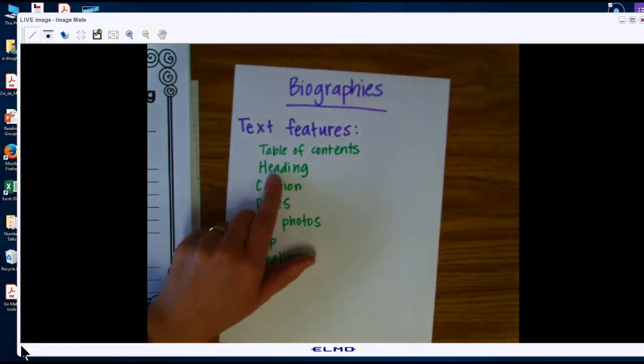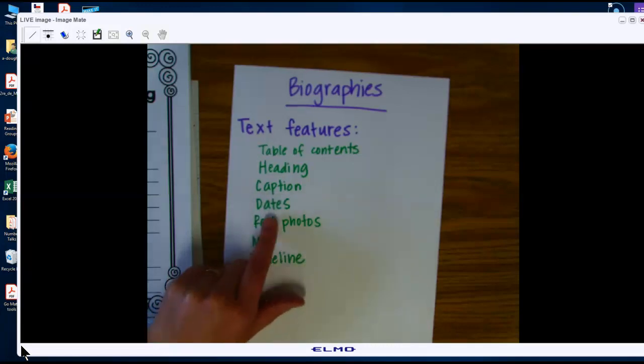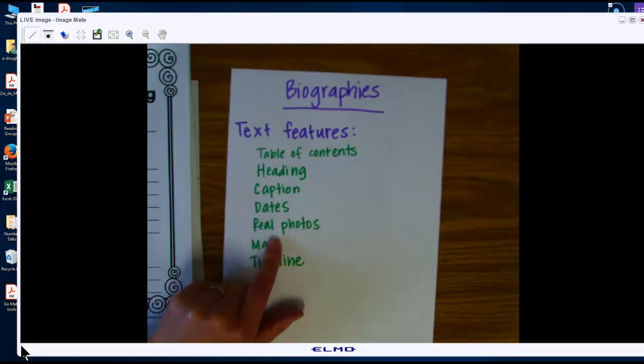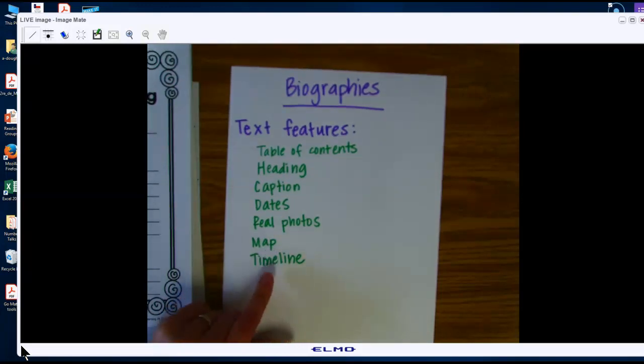There are headings at the top of parts of the book that tell me what that part's about. There are captions underneath the pictures or the maps to tell me what they're about. There's lots and lots of dates. All biographies have dates. There's usually real photos. Sometimes there will be a map, like there was in George Washington. And sometimes there will be a timeline that tells me the order of things that happened in their life.